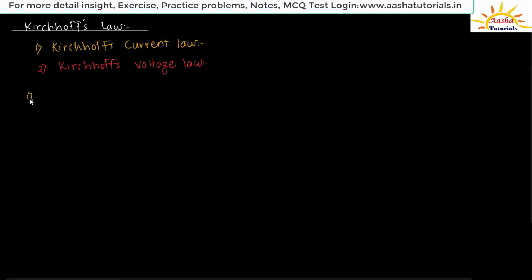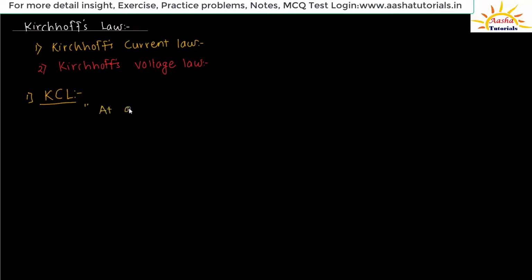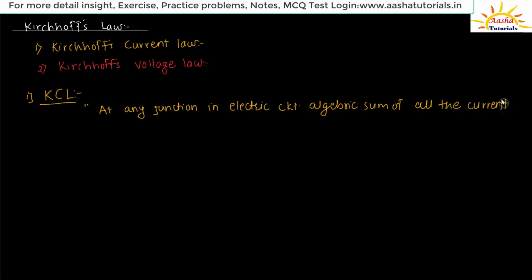First of all, we will discuss in detail Kirchhoff's current law. In short, we write KCL. As per this law, at any junction in an electric circuit, the algebraic sum of all the current is equal to 0. Now let's see in detail what it actually means by taking a suitable example.